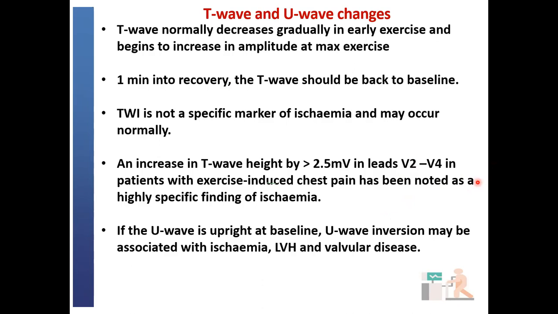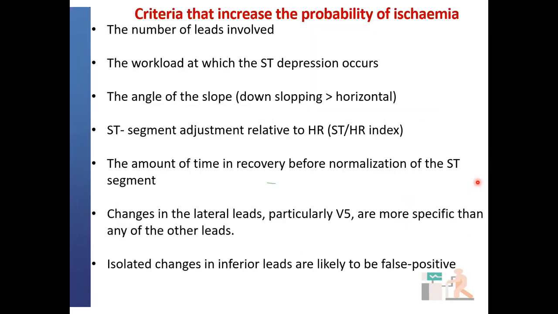But the specificity of these findings is not actually very high. But it's important for us to note those points also. Then it increases the probability for ischemia. Number one, if you have more leads, for instance, if you just have one lead showing you diagnostic ECG changes, it has less probability of ischemia than when you have two, three or more leads showing diagnostic ECG changes of ischemia.